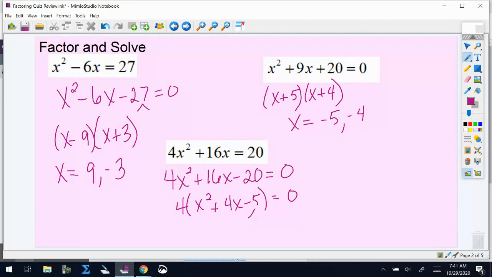The bottom one, I need numbers that multiply to get negative 5 and add to get 4. So that's going to be a positive 5 and a negative 1. So x plus 5, x minus 1. So my 2 solutions are negative 5 from the first factor of x and positive 1 from the second. So these are all basic FOIL factor with just a little extra work in the beginning.